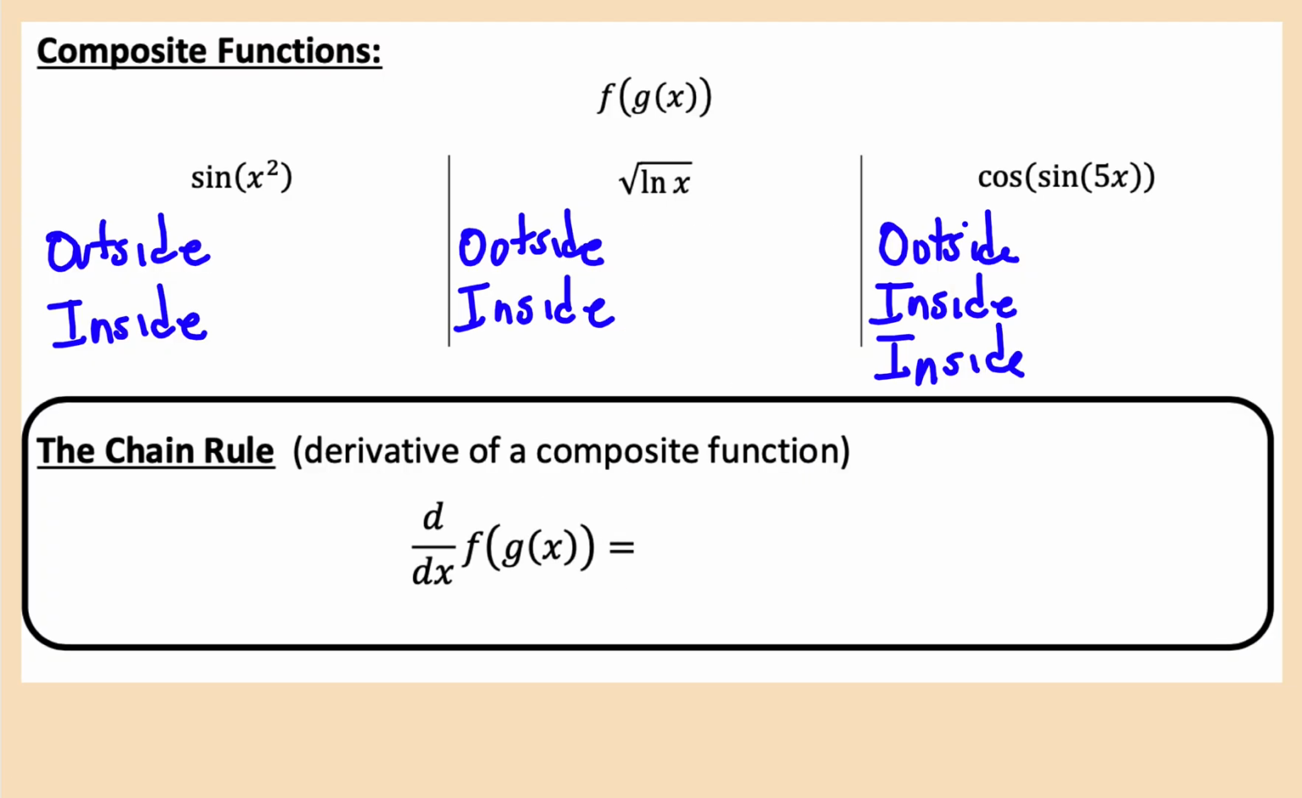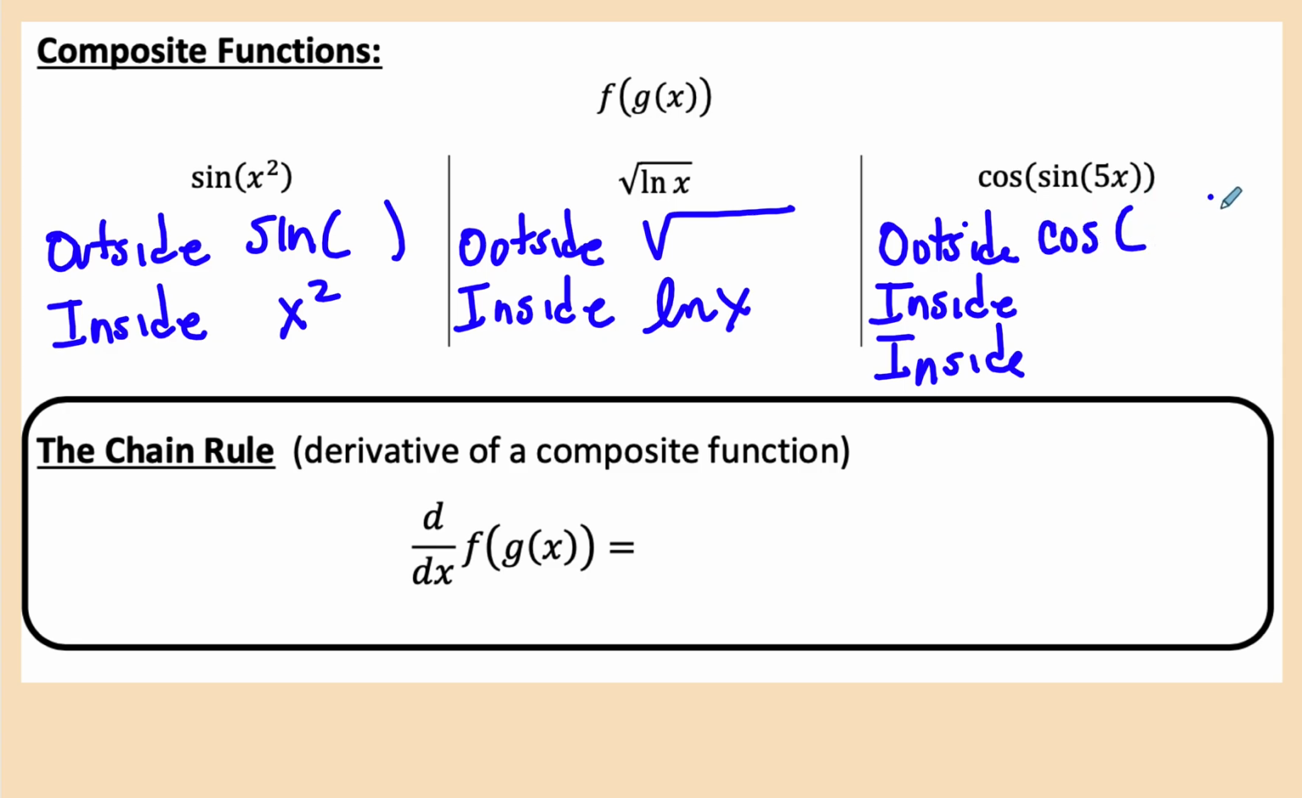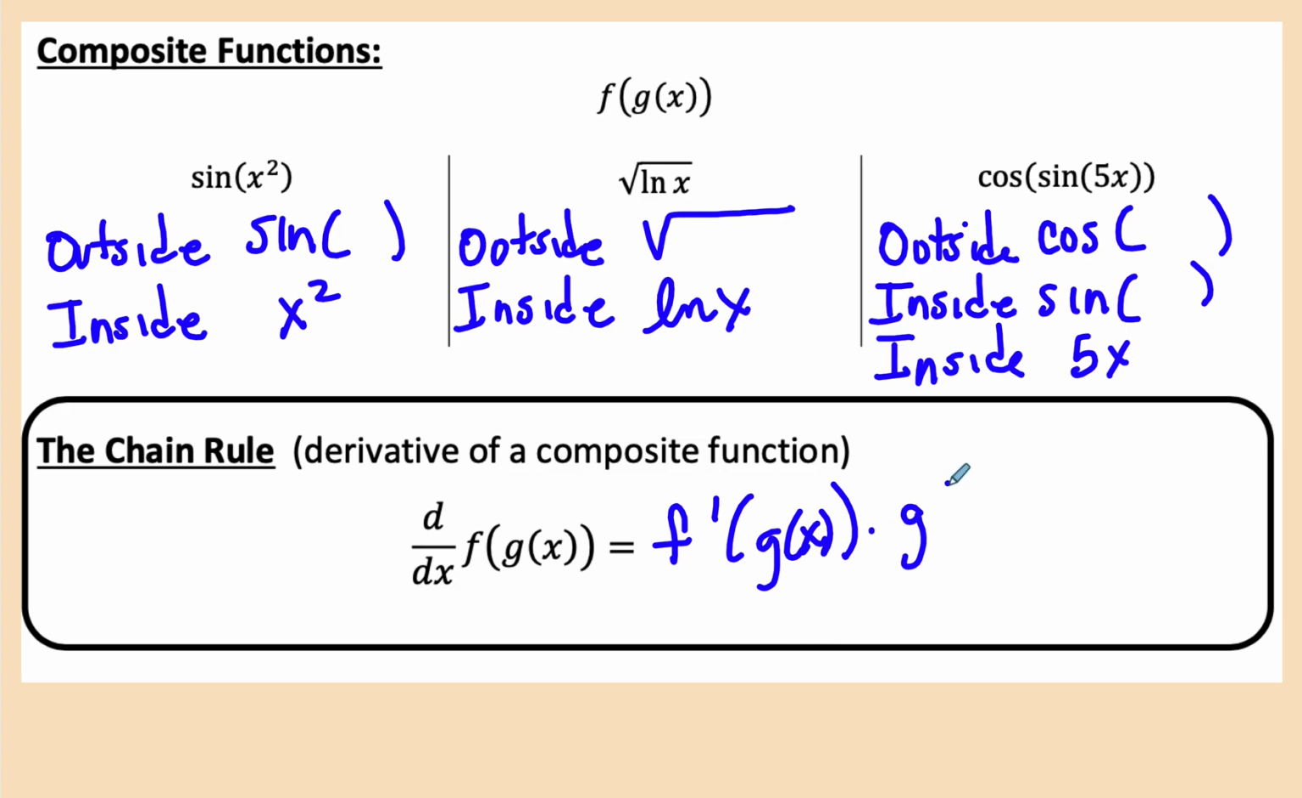All right, so it's important that you understand outside and inside. So for this quantity, the outside is the sine, and the inside is the squaring function. Here, the outside is the square root, and the inside is natural log. The outside is the cosine function, the inside is the sine function, but inside the sine function is also a 5x function, so we have 2 insides. So the derivative of a composite function is the derivative of the outside with respect to the inside times the derivative of the inside.